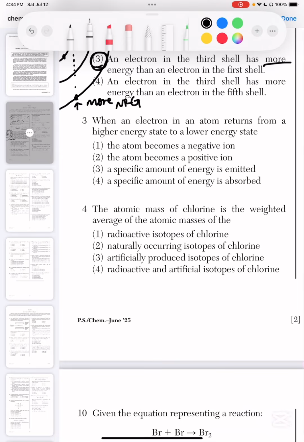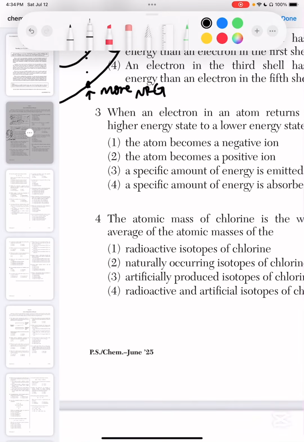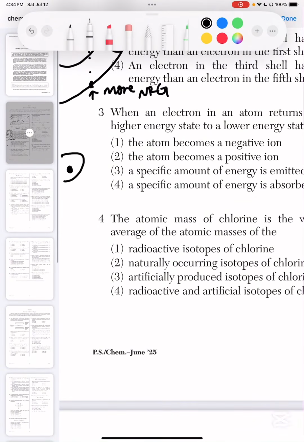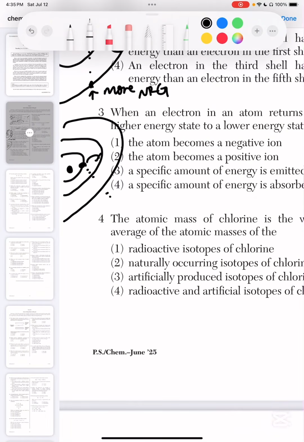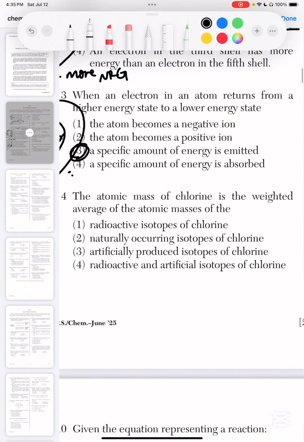When an electron in an atom returns from a higher energy state, it emits. Yeah. Okay. So this is like the excitation thing. When it absorbs light, it goes to like a higher energy level. And then when it goes back down to its ground state, it emits a unique spectra. And the spectra is like a distinguishing thing between different elements, because every element has its own unique bright line spectra, right? So this one will be number 3.